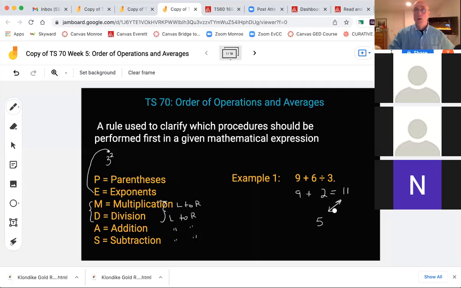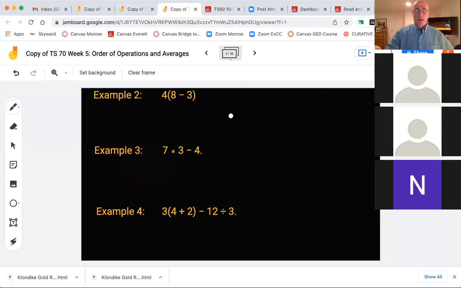So that's why it matters what order you do things in when you do multiple steps in an operation. That's why they have an order. So if you ever wondered why, bingo, there's the reason right there. You get totally different answers depending on which order you do things in. All right, let's do a couple of examples. I'll give you about 10 seconds to copy down these 3 examples, and then we'll work through them.